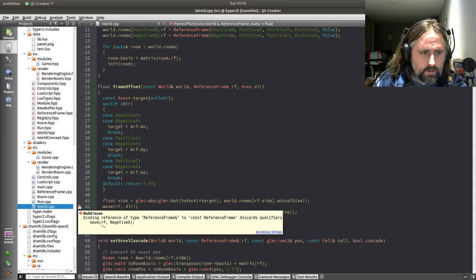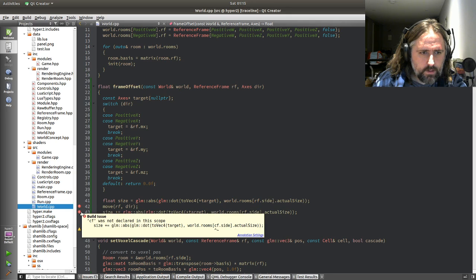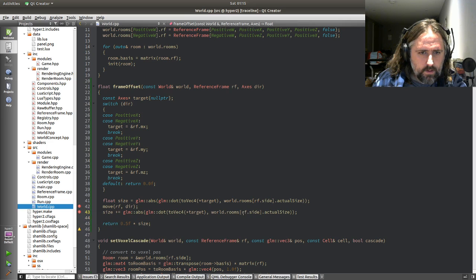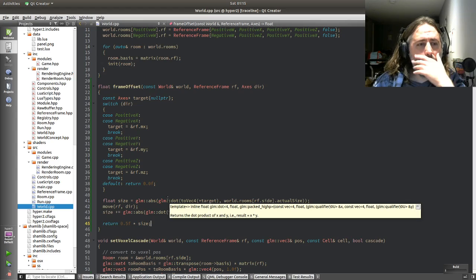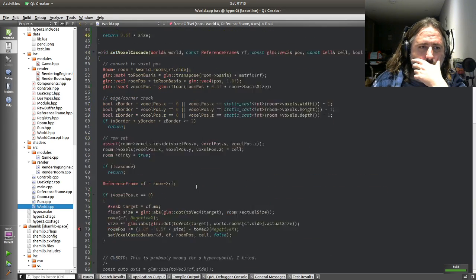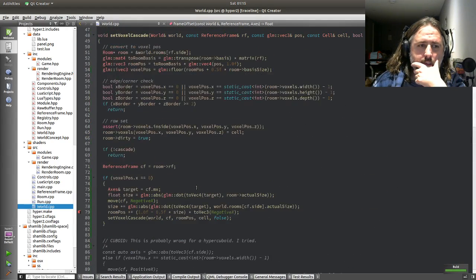Why? It's not constant anymore. I unconstified it. Yeah, get up to speed. Okay. So now we have a frame offset function.